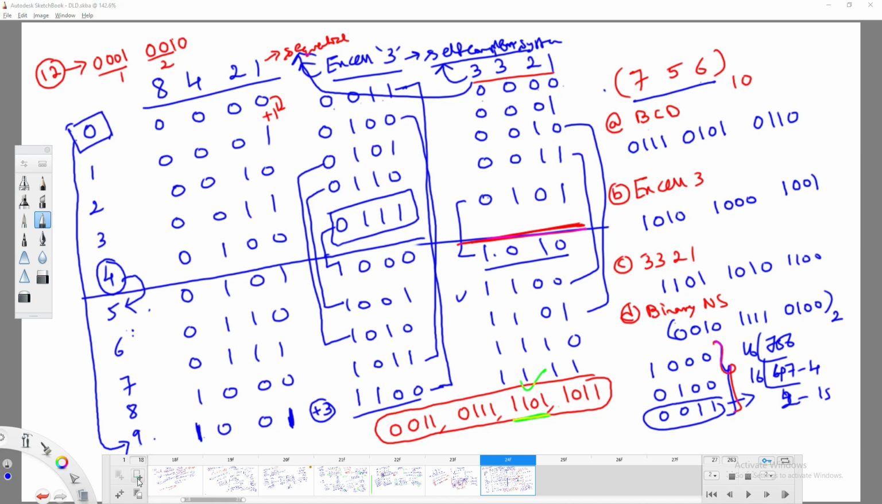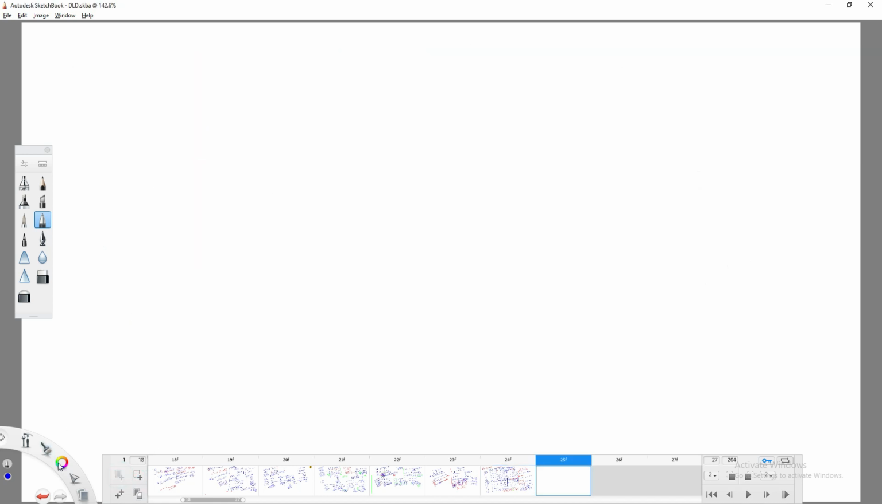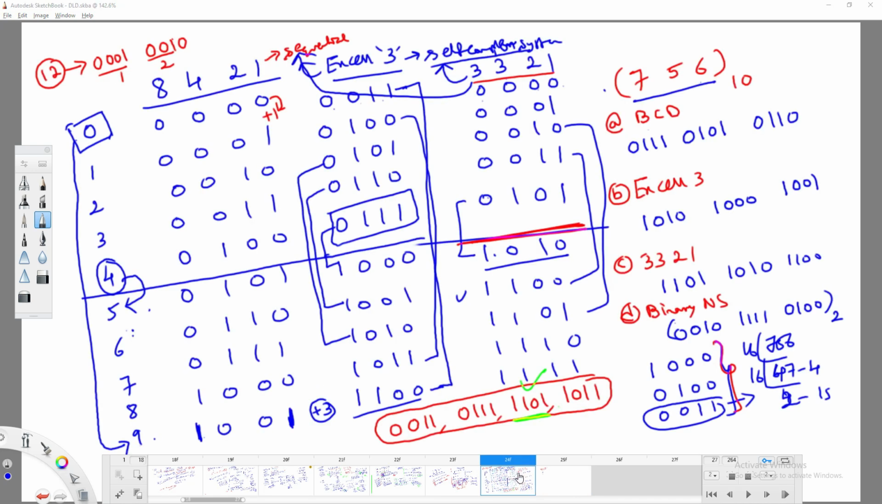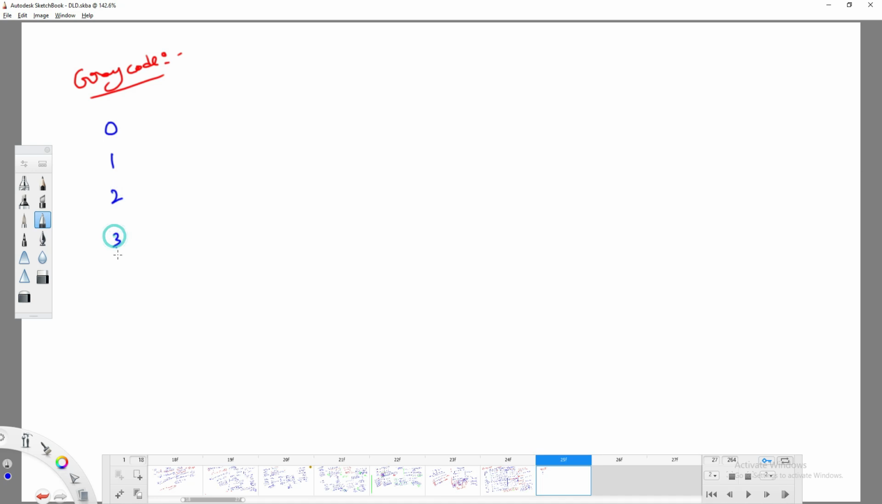Okay. So the next kind of binary notation is Gray code. This is very important. Gray code. See, if I am going to have a number in Gray code notation, the system will store it. Basically, you are going to have numbers from 0 to 9 only. Okay, I will write once again. Or whatever, any number of numbers may be there, I can represent.